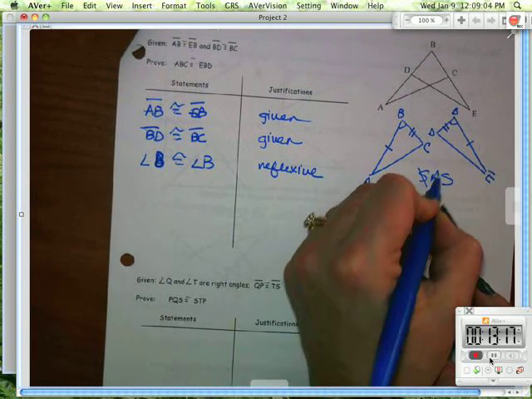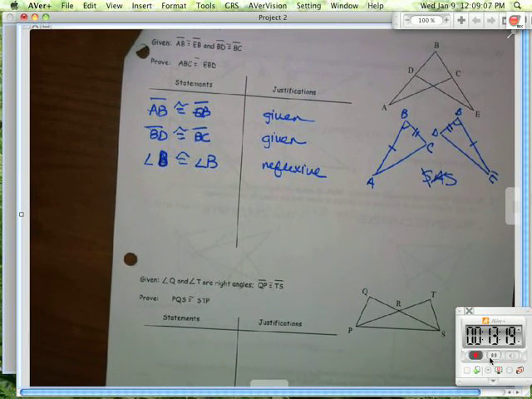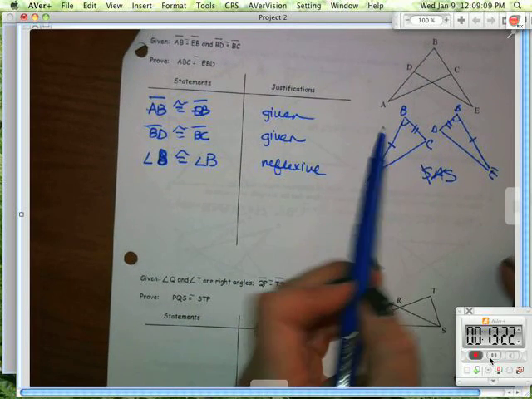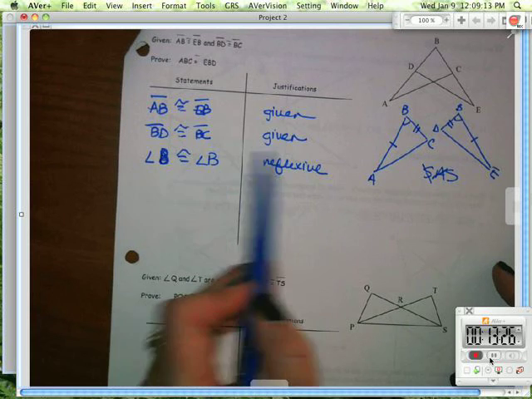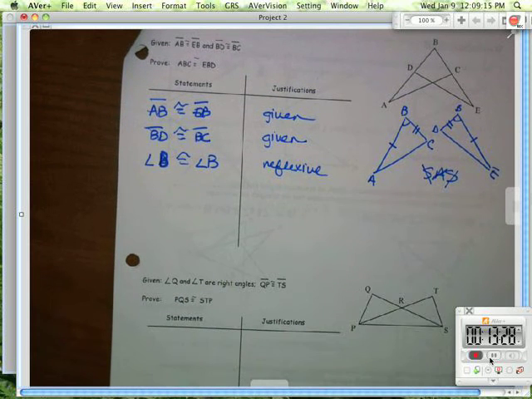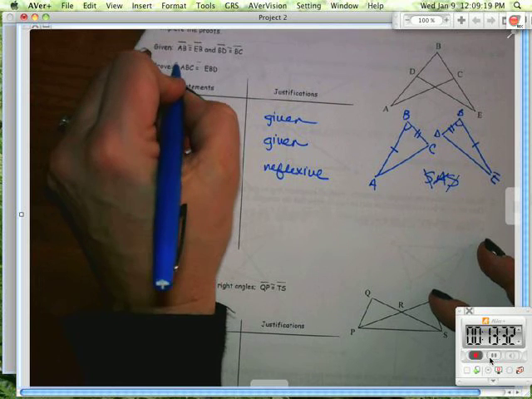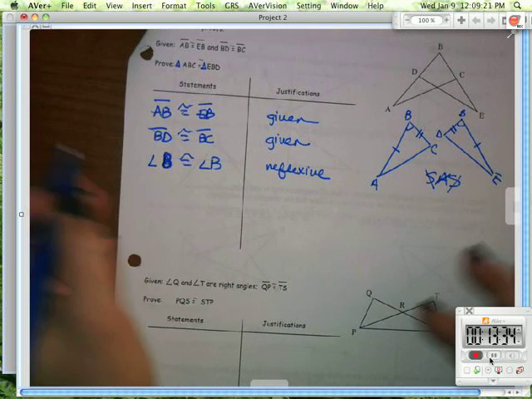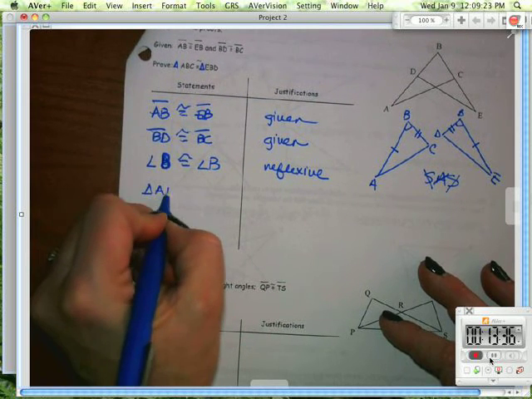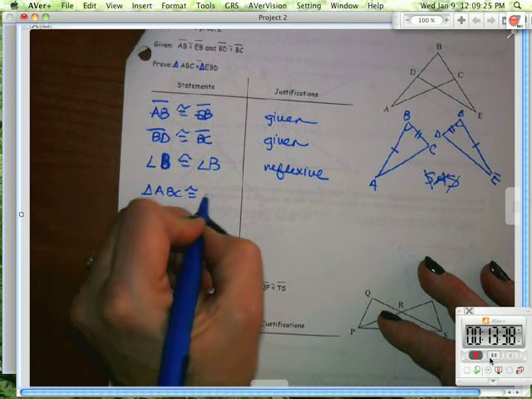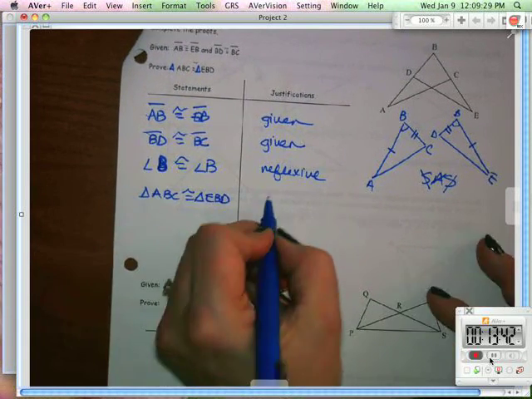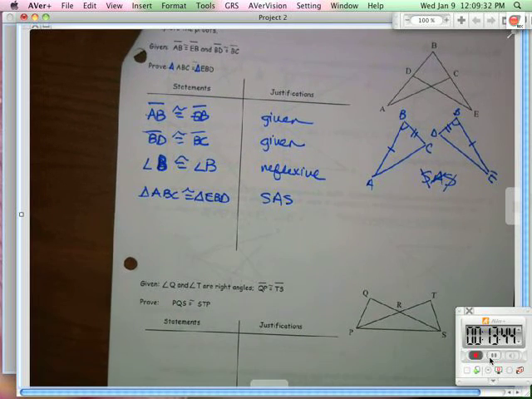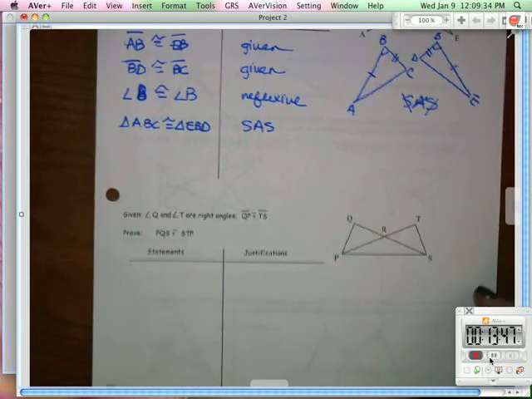So I've done this other side, I've done the angle, and then I need to do BC is congruent to BD. Well, they already gave that to me, so I've already proven that. So it's a pretty short proof. Therefore, I can say, oh, there's supposed to be little triangle things here, you guys. I can say triangle ABC is congruent to triangle EBD because of side angle side. Short and sweet. All right, last one.